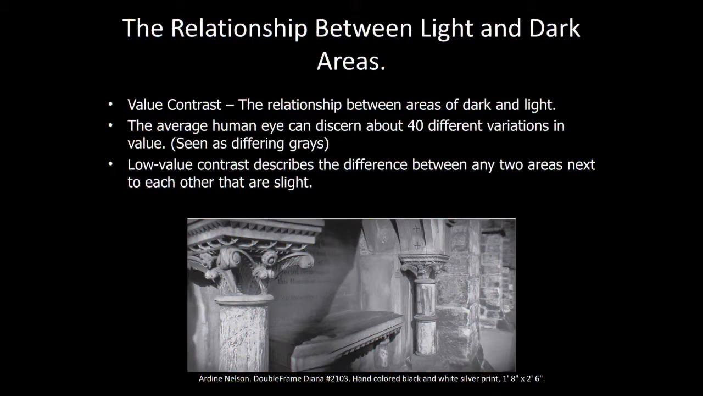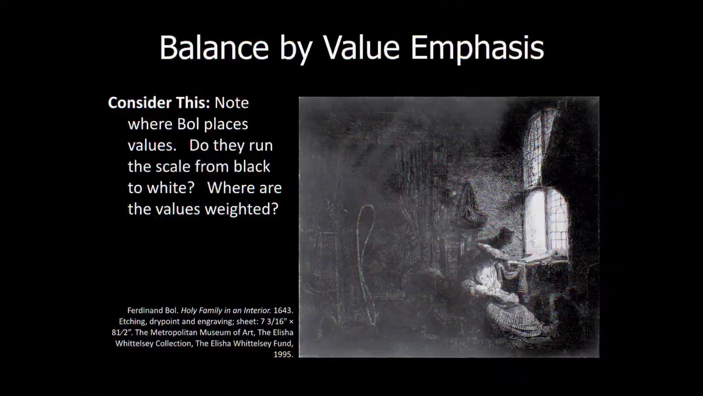If we take a look at this black and white photograph by R.D. Nelson, Double Frame Diana, number 2103, we are looking at these darks and these lights, and with these contrasts we're able to create and distinguish form. We also like to use value as a way to create emphasis.